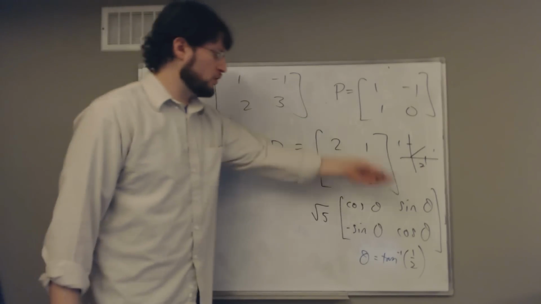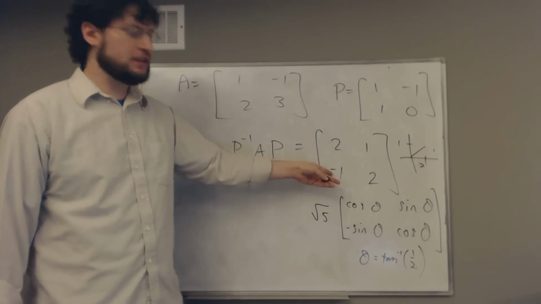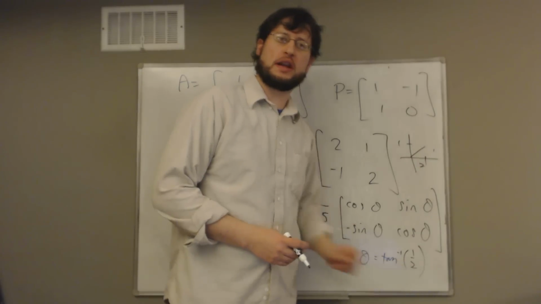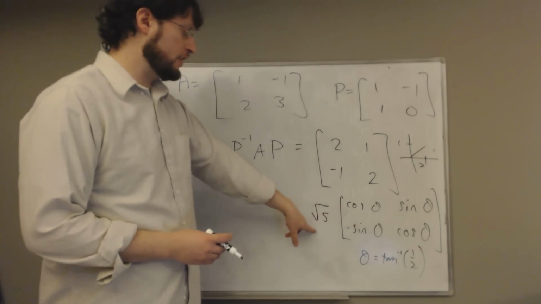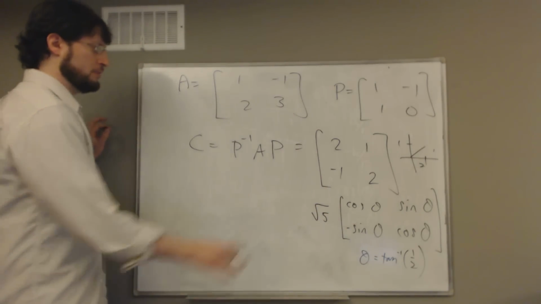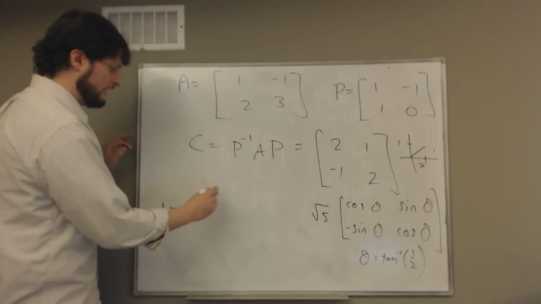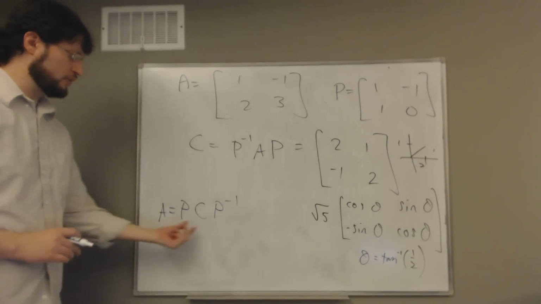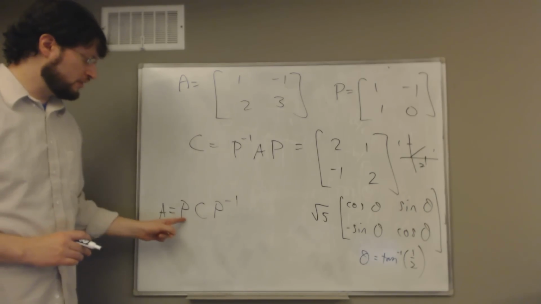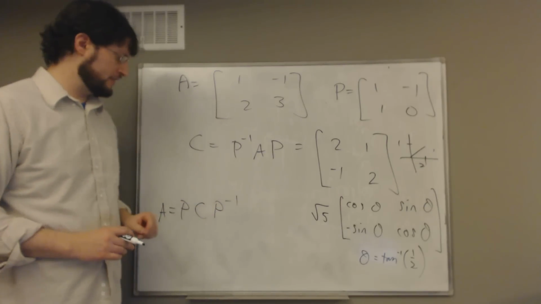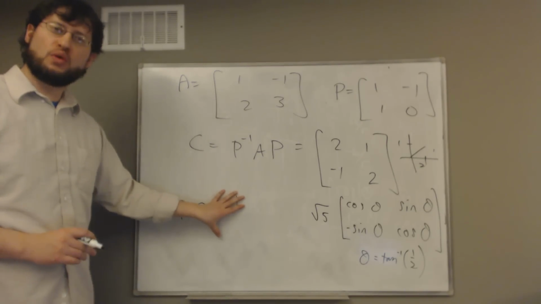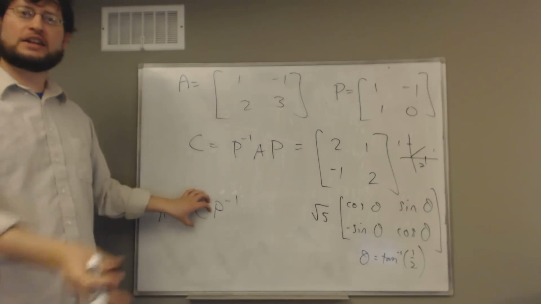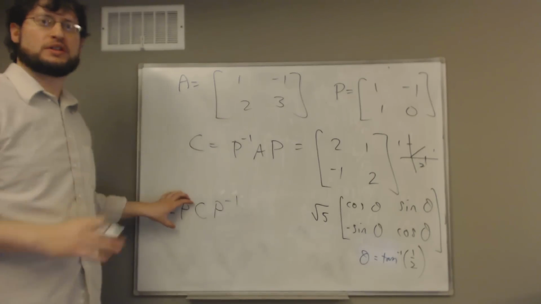All right, so this corresponded, because of this minus 1 down here, to a clockwise rotation through an angle of tan inverse of 1/2, and then a scaling of square root of 5. But putting this all together shows that A is P times C times P inverse. And so C is in the middle, and these are like changing coordinates from our previous sections. So this is changing coordinates through the matrix P, then a scaling and a rotation, and then changing coordinates back.